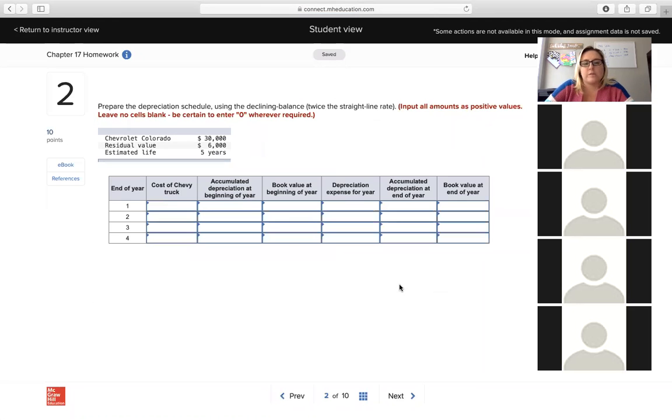The next one, you're going to use the declining balance, what we went over today. Make sure that you're not leaving any cells blank. Enter 0 where required. So if you're doing this one and you depreciate down to book value at the end of, say, year 3 or year 2, make sure for your depreciation expense for the next year, you put 0 in. You've got to fill everything in. It will tell you that it's incomplete, and it will mark it wrong if you do not put your zeros in. So make sure that you're doing that.